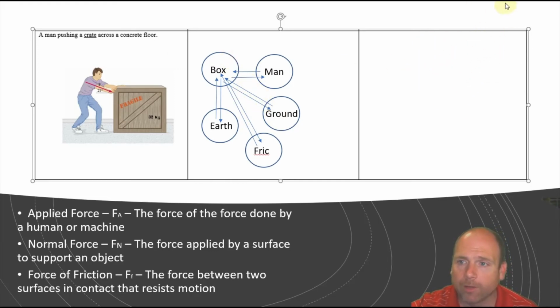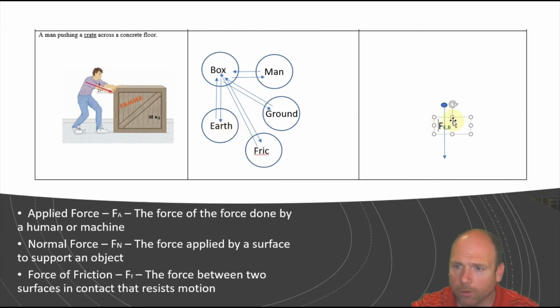Okay, force diagram. All right, so we just need to draw one of each of these forces that are acting on the box. So we'll start out. I always start out with gravity. So gravity is pulling that box downwards, and we'll label that the Earth. So we'll start with the Earth's force, and we'll label that force of Earth on the box.